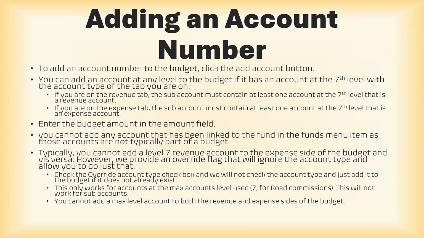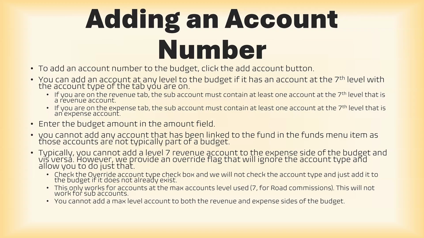The other thing that we do allow you to do is we do provide an override flag if you want to add a level 7 revenue to the expense, or add a level 7 expense to the revenue side. We do have an override checkbox that will ignore the fact that you're adding an expense to a revenue side of the financials. It only works for accounts at the max account level.